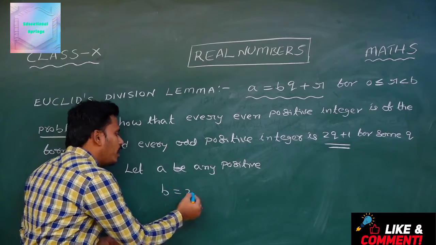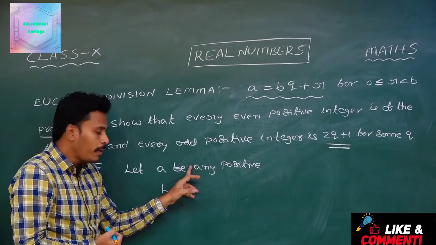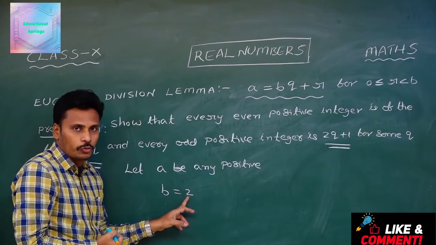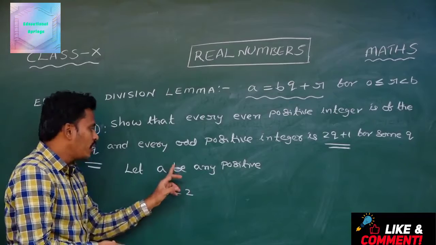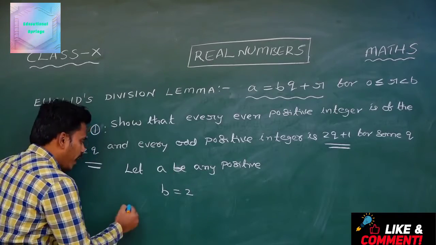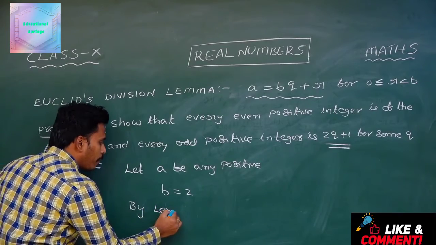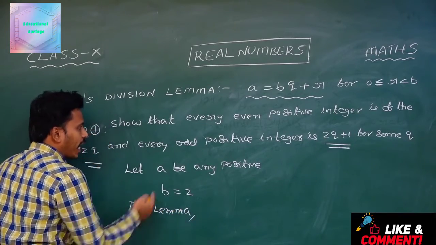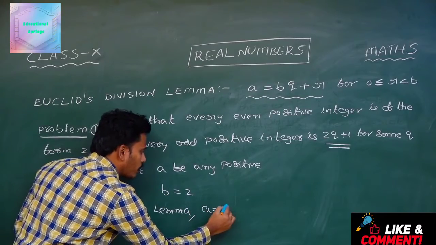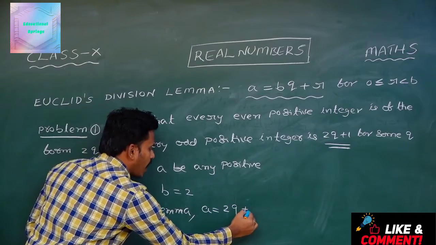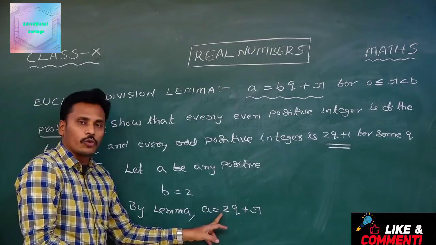by taking b = 2. Now I have two integers, one is a and the other one is b, which is 2. Then if you apply Euclid's division lemma for this a and b, by the statement of Euclid's division lemma, I can write it like this. I have that representation: a = bq + r, that is a = 2q + r, since b = 2.